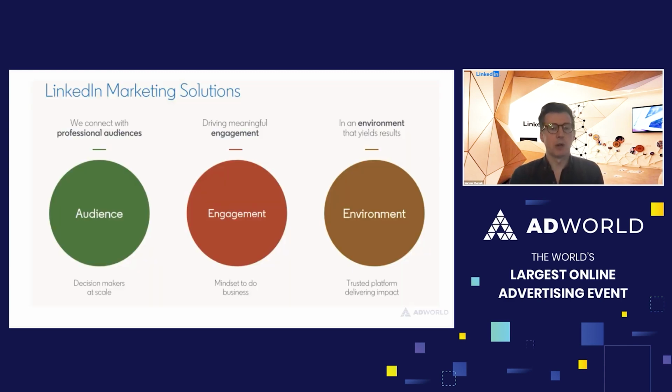So first of all, what we look at in LinkedIn marketing solutions, when we know who our buyer persona is: how do we engage with them when we know who they are? The first thing would be the audience, which enables us to make decisions at scale. Then it's how we engage with them, which could be through organic or paid activity on LinkedIn. And then it's also the environment.